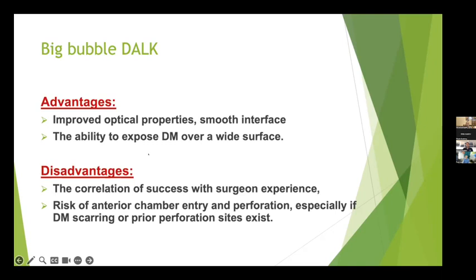As you all know, it's a steep learning curve. Unfortunately, the outcomes as well are related to the surgeon's experience. If an experienced surgeon is doing big bubble DALK, the success rate and the outcomes will differ significantly compared to a beginner. There is also risk of anterior chamber entry and perforation, especially in the more difficult cases that have deep corneal scarring and those that have pre-existing perforation, like previous hydrops in keratoconus cases, for example.